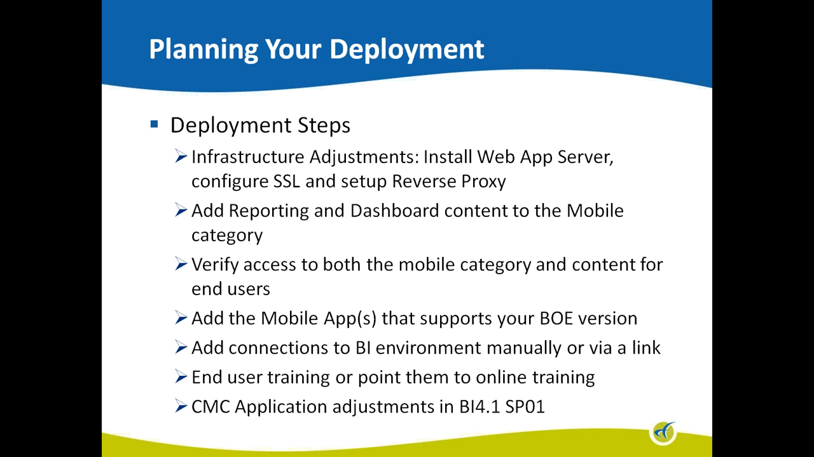Adding connections to the BI environment can be done manually by typing in the connection information related back to our Business Objects servers. Here's my username, and this is the authentication type I'm leveraging to connect. Or you could send a link related to that content and provide it directly to your end users. They click on that link and it adds the connection into their mobile application.